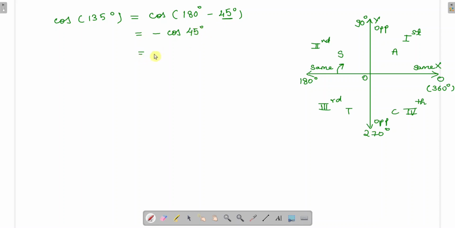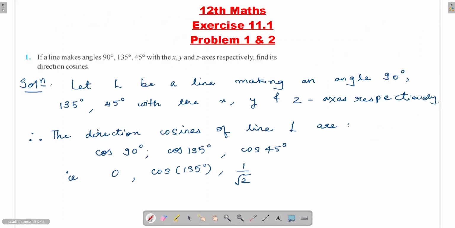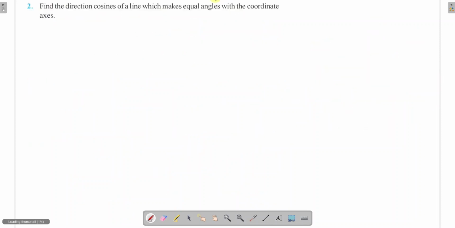Okay, so this is equal to minus cos 45 which is 1 by root 2, so cos 135 is minus 1 by root 2. So that is 0, minus 1 by root 2, and 1 by root 2. Okay, so this is the answer of the first problem. So now let us go to the next problem, the second one.